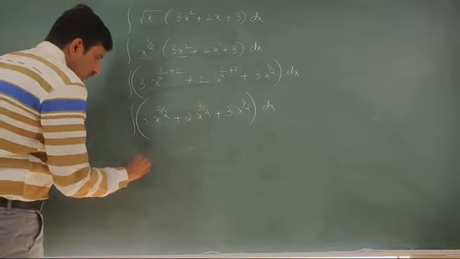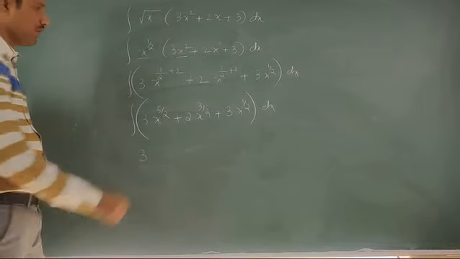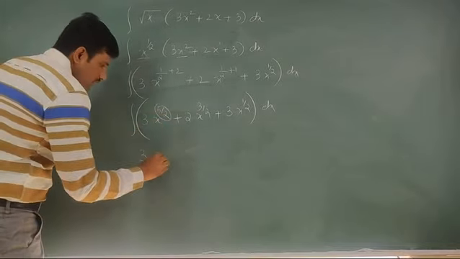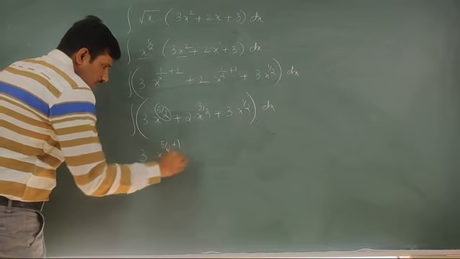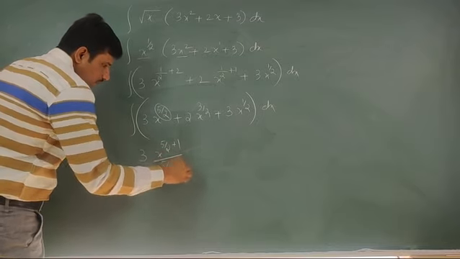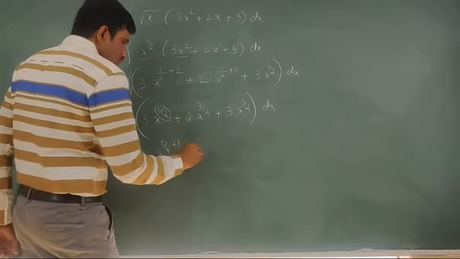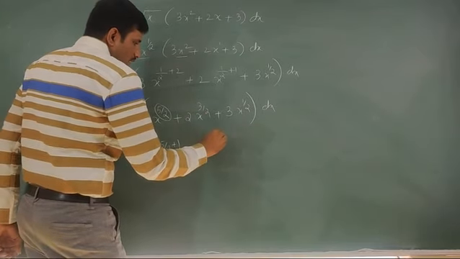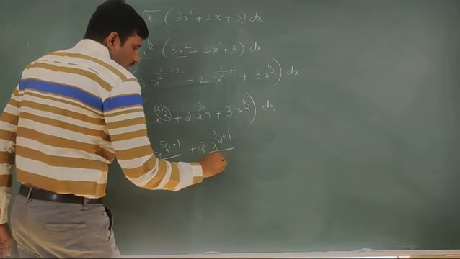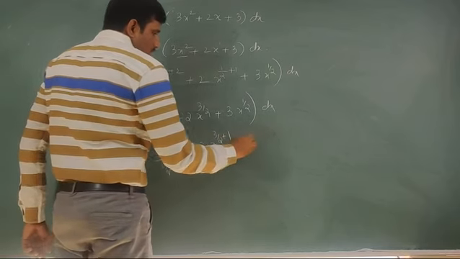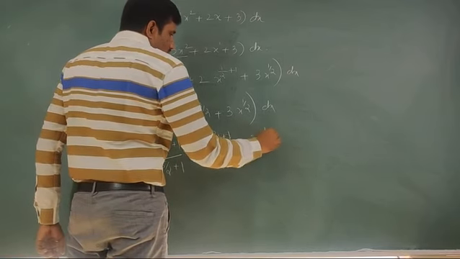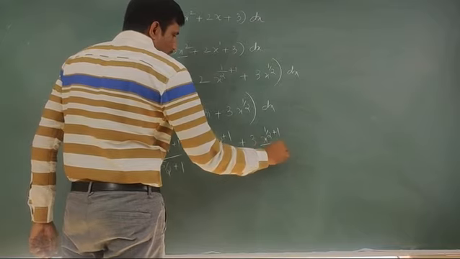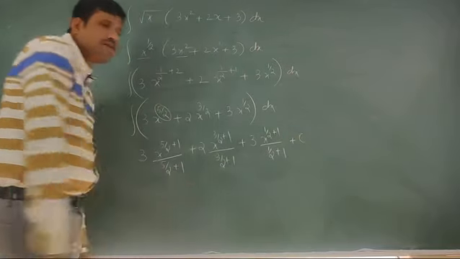Now integrate 3 into what is integration of x raised to n? What is n value? N value is 5 by 2. That is x raised to n plus 1 divided by n plus 1. Right? So plus 2 into again x raised to n, x raised to n plus 1 divided by n plus 1. Plus 3 into integration of x raised to n plus 1 divided by n plus 1, plus c.